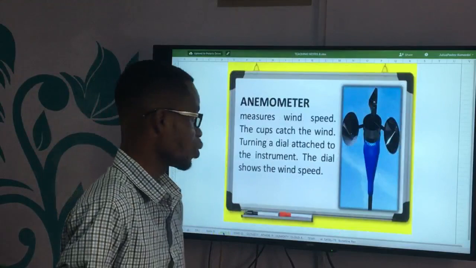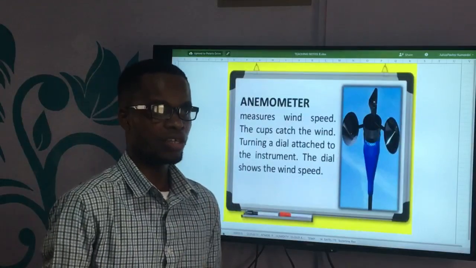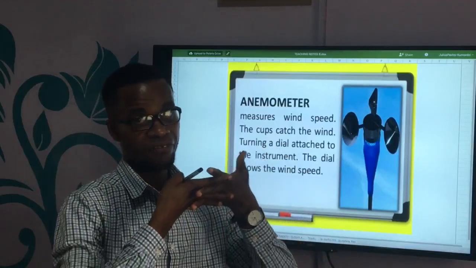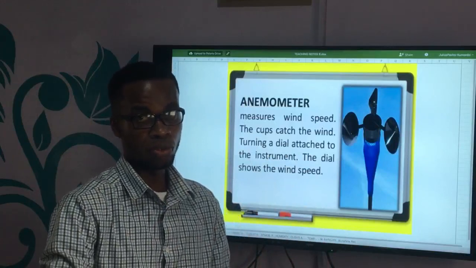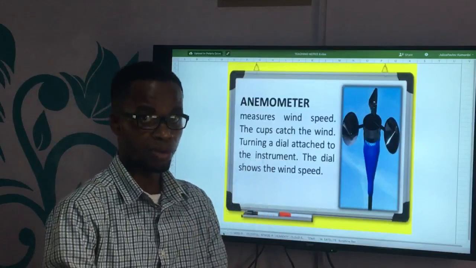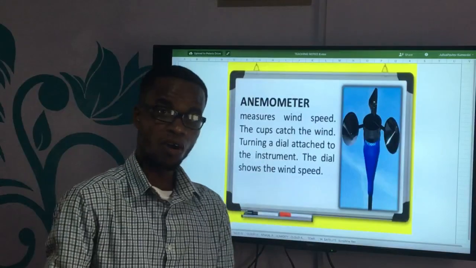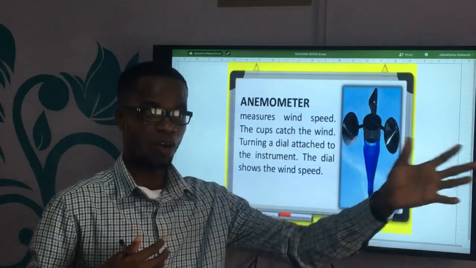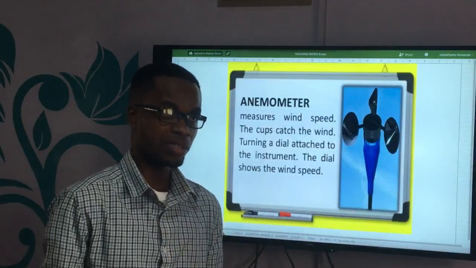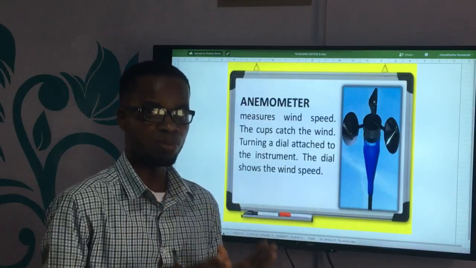Now we look at wind. Wind is also a factor. When you step out there, you realize that there is either a fresh wind that will blow around you, or a cold wind, or a warm wind blowing around you. Now, we want to know the speed of the wind that is blowing, because at times when you get out, the wind is not that strong, but at times you can experience strong winds blowing.